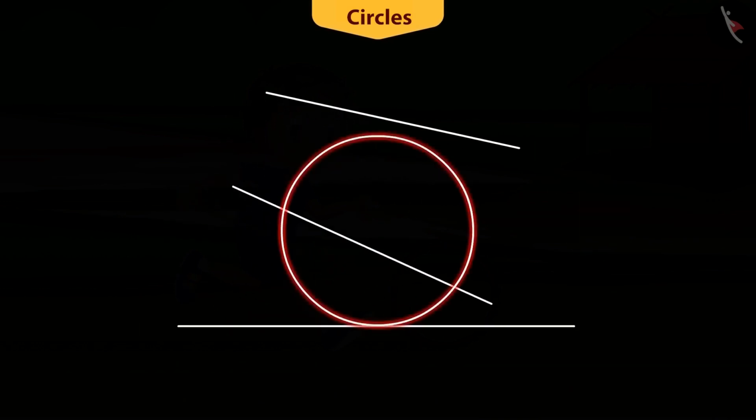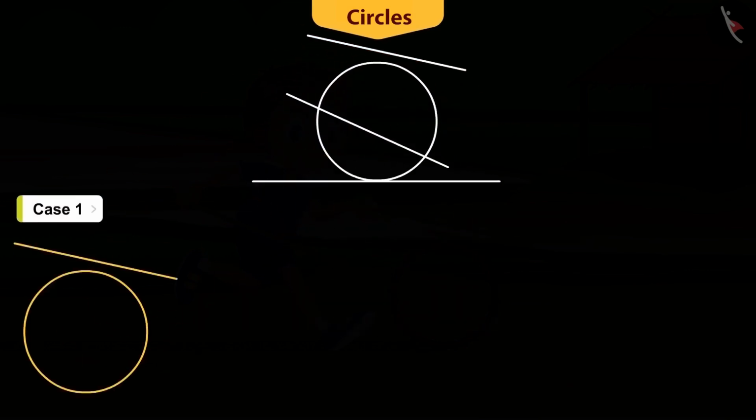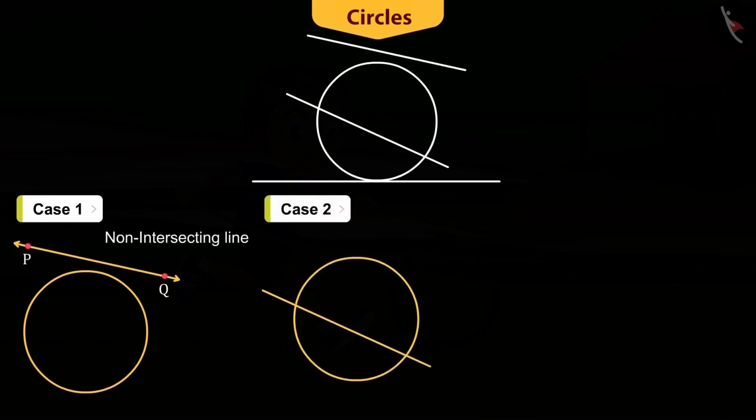There are 3 possibilities of the arrangements of circle and lines. In the first case, the line, say PQ, does not coincide with the circle at any point. In this case, line PQ is a non-intersecting line with respect to the circle. In the second case, a line, say RS, intersects the circle at 2 points, that is M and N. In such case, we call the line RS secant of the circle.